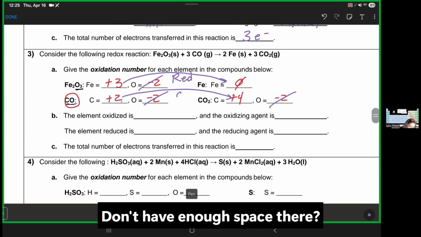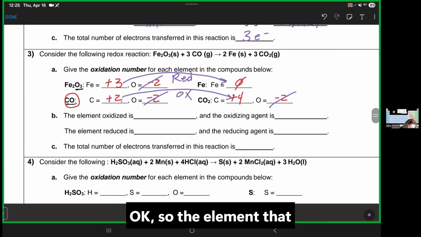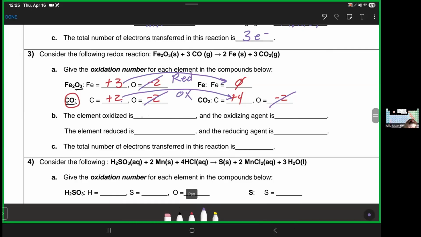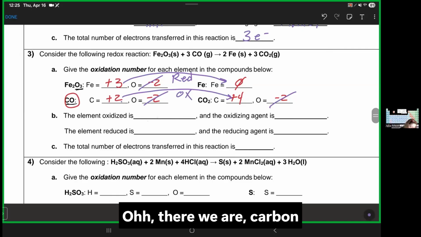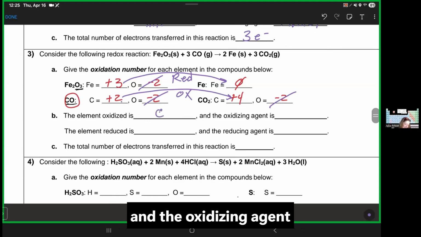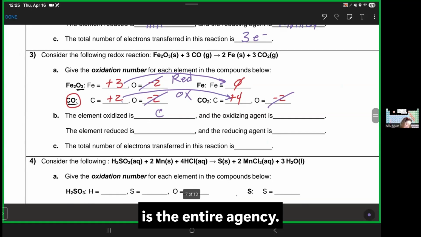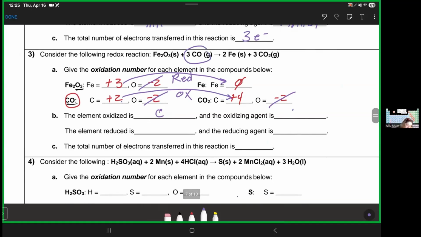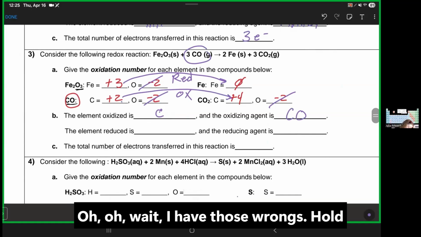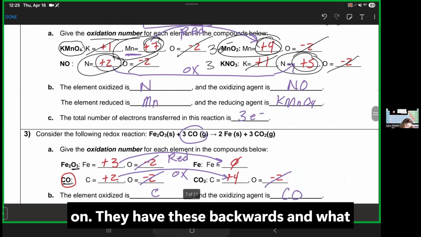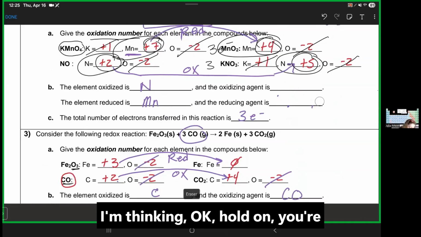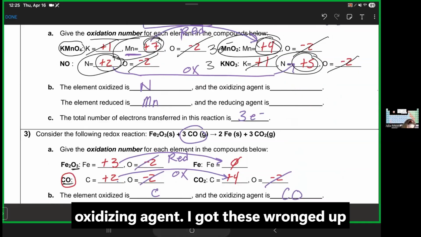Don't have enough space there. Okay, so the element that was oxidized is, oh, there we are, carbon. And the oxidizing agent is the entire... Oh, wait, I have those wrong. Hold on. They have these backwards than what I'm thinking. Okay, hold on. Your oxidizing agent, I got these wrong up here. Let's go back and look at that.